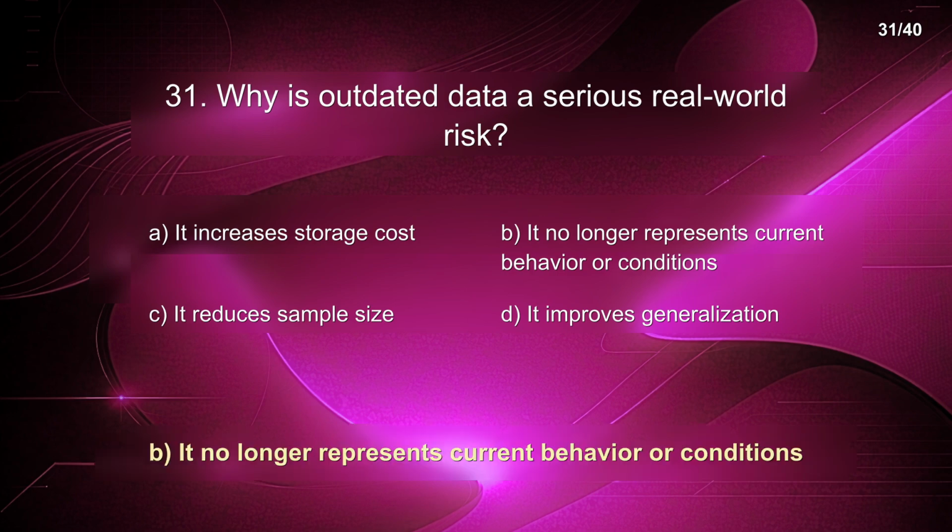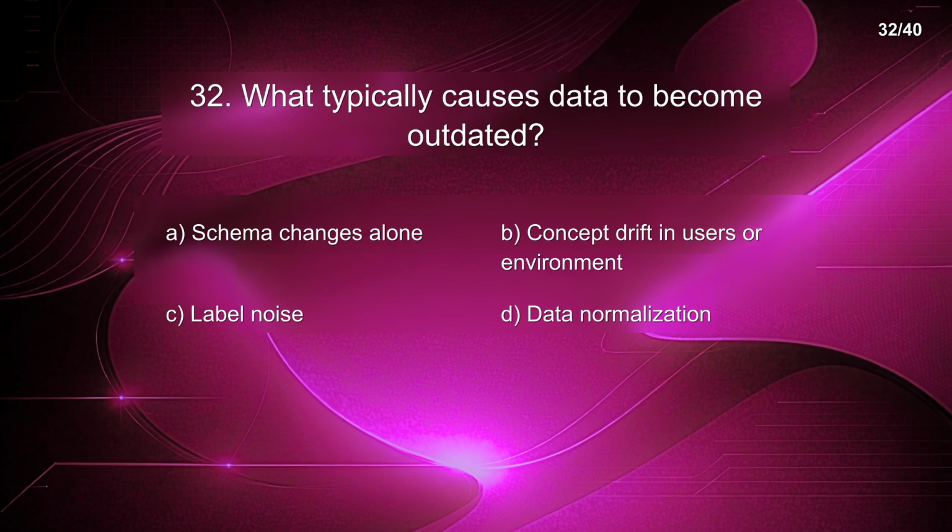Correct answer is B. It no longer represents current behavior or conditions. 32nd question. What typically causes data to become outdated? A. Schema changes alone. B. Concept drift in users or environment. C. Label noise. D. Data normalization.